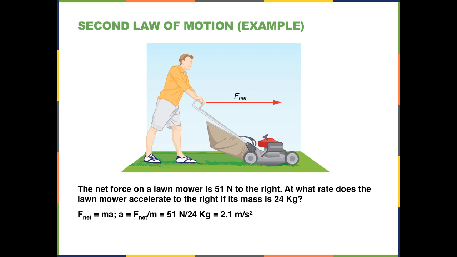If we say F net is equal to ma, then the acceleration is going to be equal to F net divided by m, or 51 divided by 24, which results in 2.1 meters per second squared. A newton is a kilogram meter per second squared, so the kilograms cancel each other out, and that results in an answer of 2.1 meters per second squared.